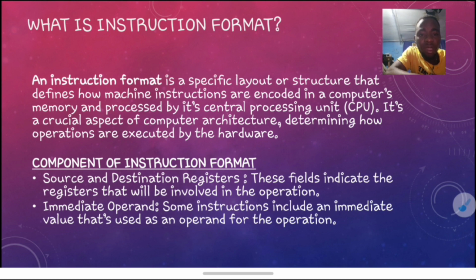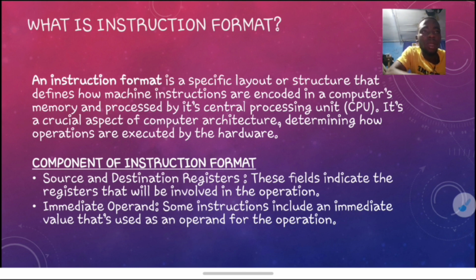It's a crucial aspect of computer architecture, determining how operations are executed by the hardware. Now let's talk about the components of instruction format: source and destination registers. These fields indicate the registers that will be involved in the operation. The source register contains data used in the operation, while the destination register stores the data, the results.